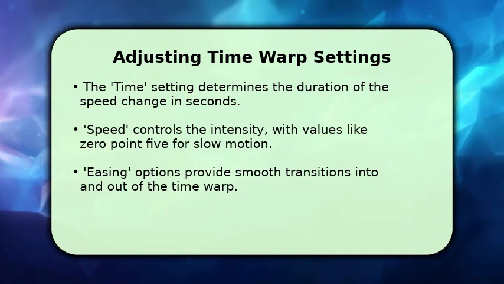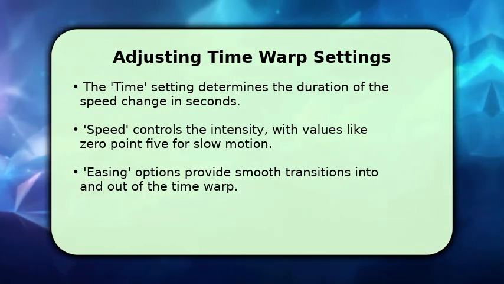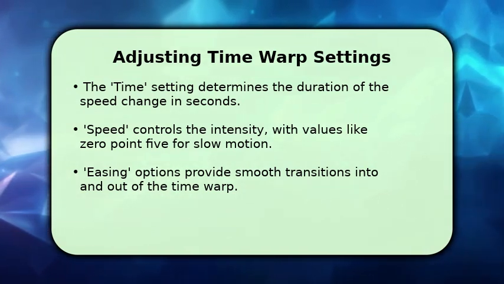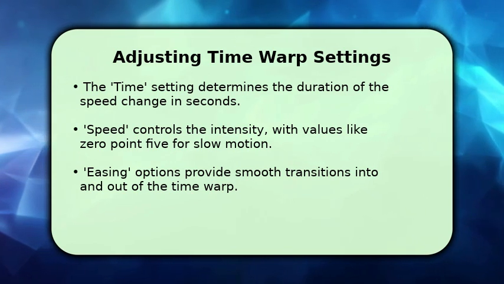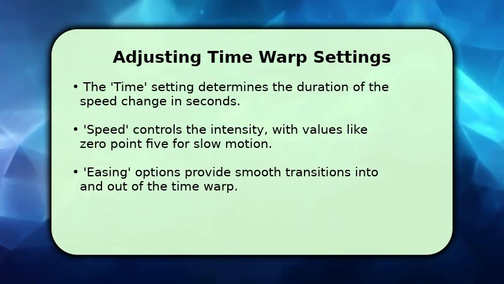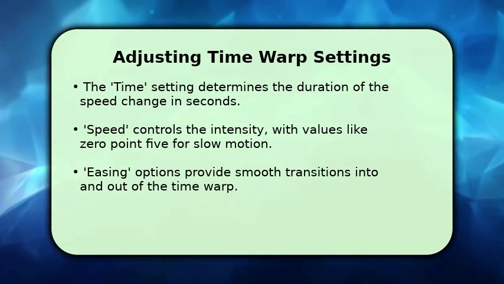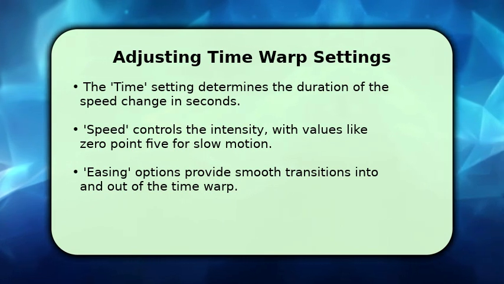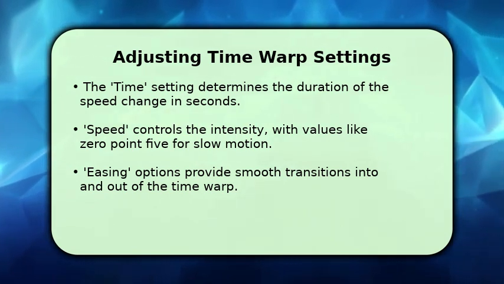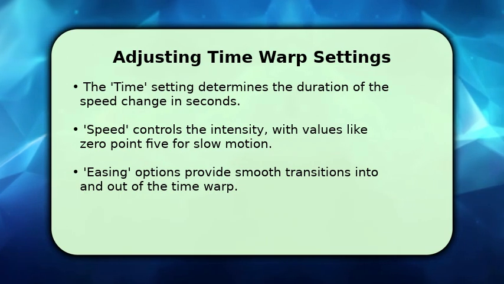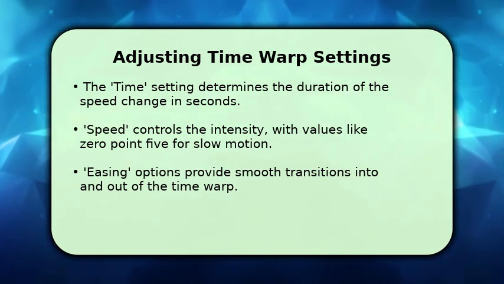Within the trigger settings, you'll find key parameters. The time value dictates how long the warp lasts, measured in seconds. For instance, setting it to 2 seconds will apply the effect for that duration. The speed option adjusts the warp's intensity. A value of 0.5 creates a slow motion effect, while 2.0 doubles the speed. Experiment with easing to make transitions seamless, enhancing the player's experience.